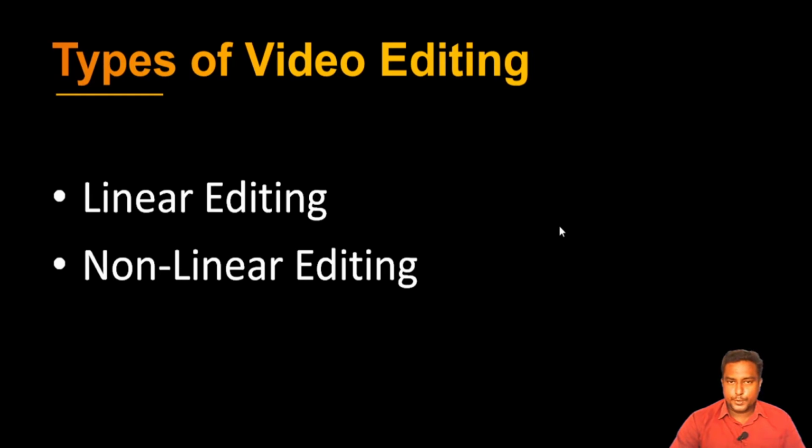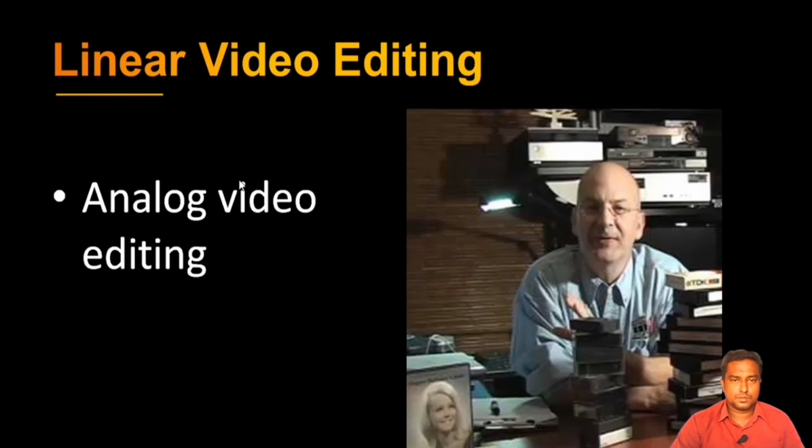We have two types of video editing. First one is linear editing and second one is non-linear editing. Linear editing is an analog video editing technique, which is what we have used for several years. With the help of tapes and film reels, we record the video and we edit that manually.